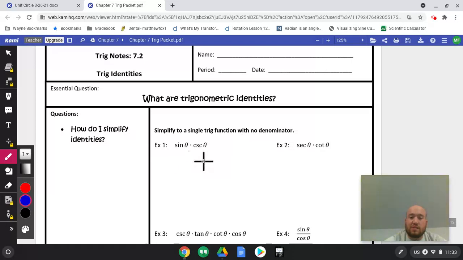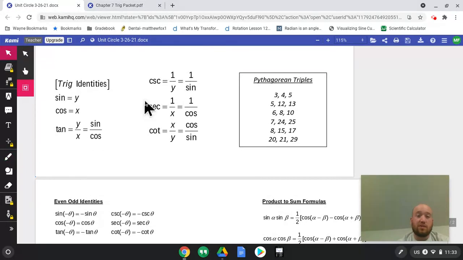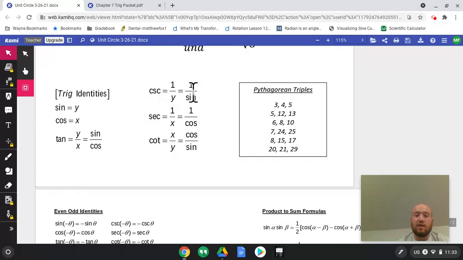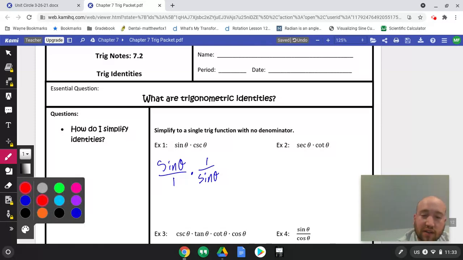So sine of theta times cosecant of theta. Now, sine of theta, if we were to rewrite that as a fraction, would be sine of theta over 1. However, cosecant of theta, if you don't remember them, that's okay. Look at the bottom of your unit circle. Here, cosecant is 1 over sine. So I could rewrite this as 1 over sine of theta. Now, if we look here, sine of theta, these cancel out. And our answer then, 1 over 1, or 1 is our final answer.